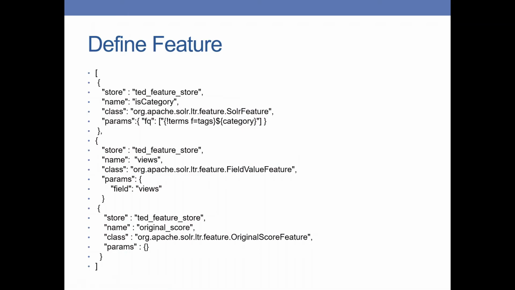One more parameter I'm using is views. Here I'm not dynamically generating the value, I'm just extracting the field value, so the class is the field value feature. And finally, I want the original score, so for extracting the original score you'll use the original score feature class. Once this JSON feature file is declared, you can upload it to Solr using curl.